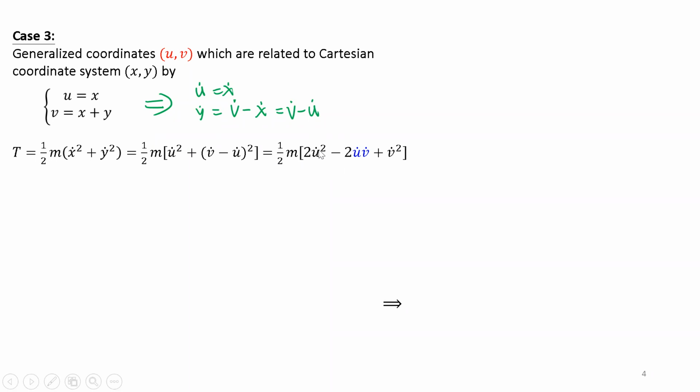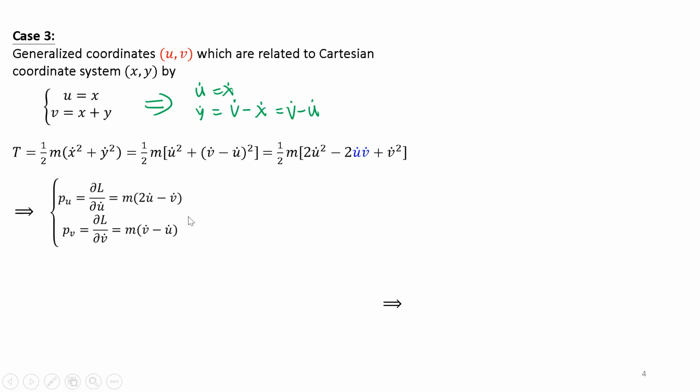But anyway, this is what it is. And if I just try to find again the generalized coordinates for u and v, then this is what we get. Okay, looks funny. But by definition, they are like this.